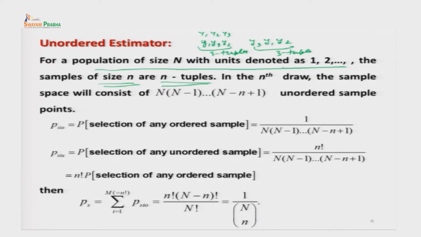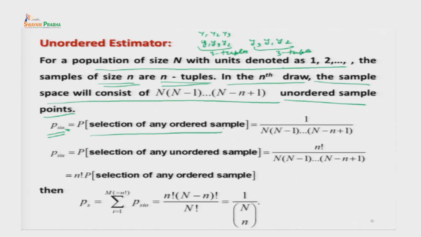Now what will happen is that when you are trying to obtain the nth draw, then in the nth draw the sample space will consist of N into N minus 1 into ... N minus small n plus 1 number of ordered sample points. So, now I have to find out the probability of selection of any of these ordered samples. So, let me denote it by PSIO, where SI means sample and O means ordered sample. So, the probability of selection of any ordered sample will be 1 upon this number, which is 1 upon N into N minus 1 into ... N minus small n plus 1.